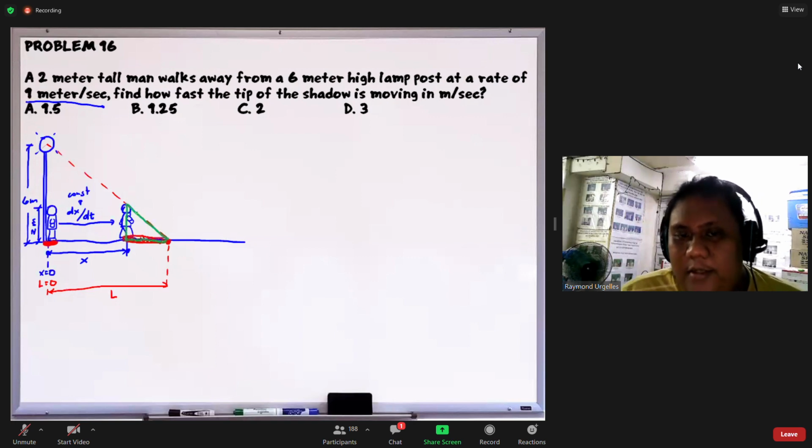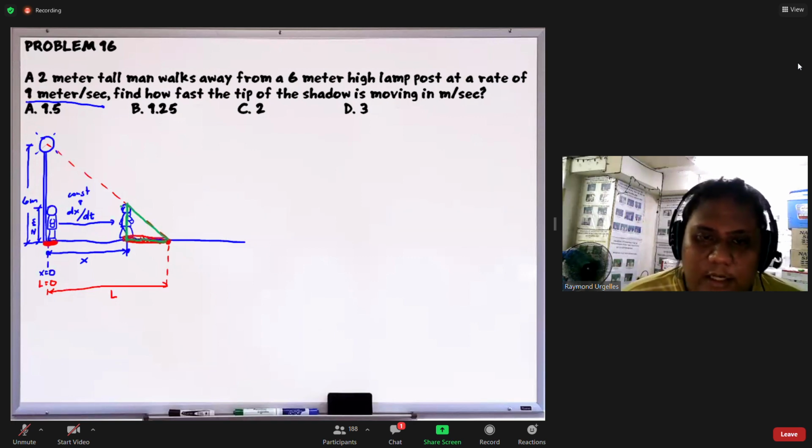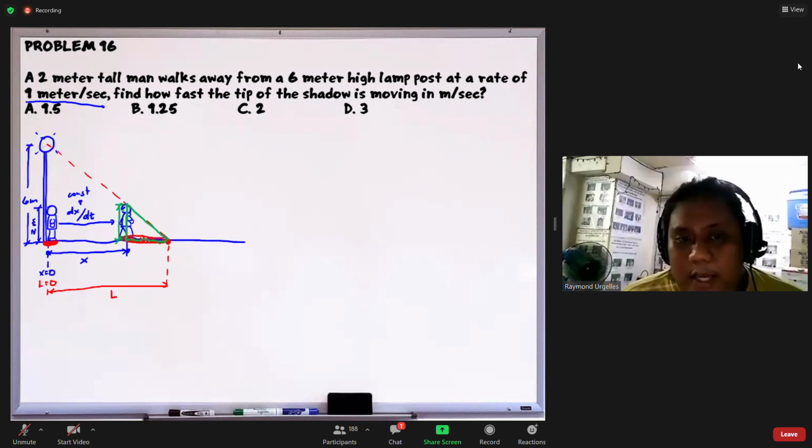In this triangle, we can see that the height of the triangle is just the same as the height of the person, so we know that's 2 meters. Okay? Nakuha ba? So as for the base, if we assume that this is equal to L and this is equal to X, then this must be L minus X. Therefore, its sides are 2 meters and L minus X.